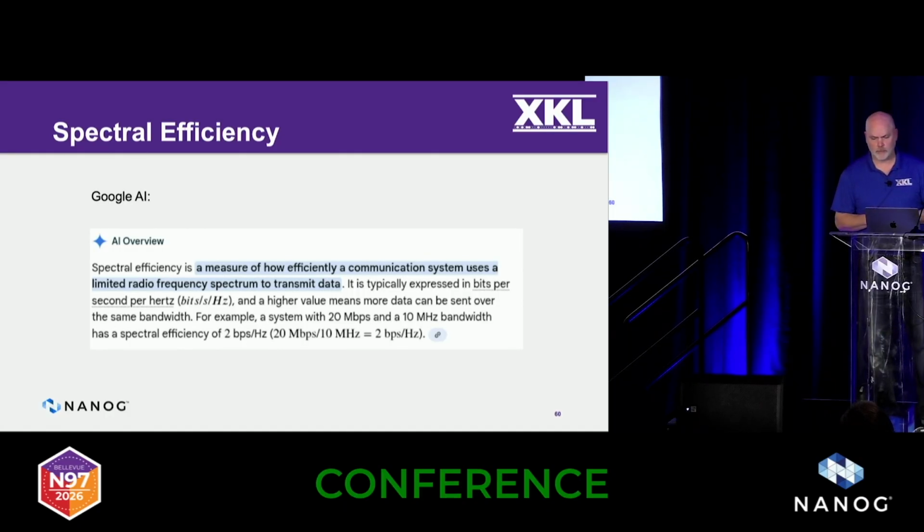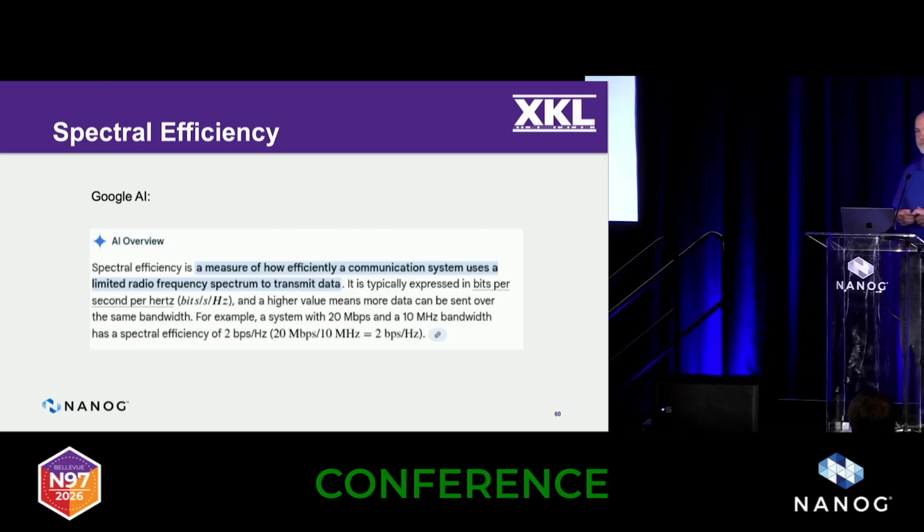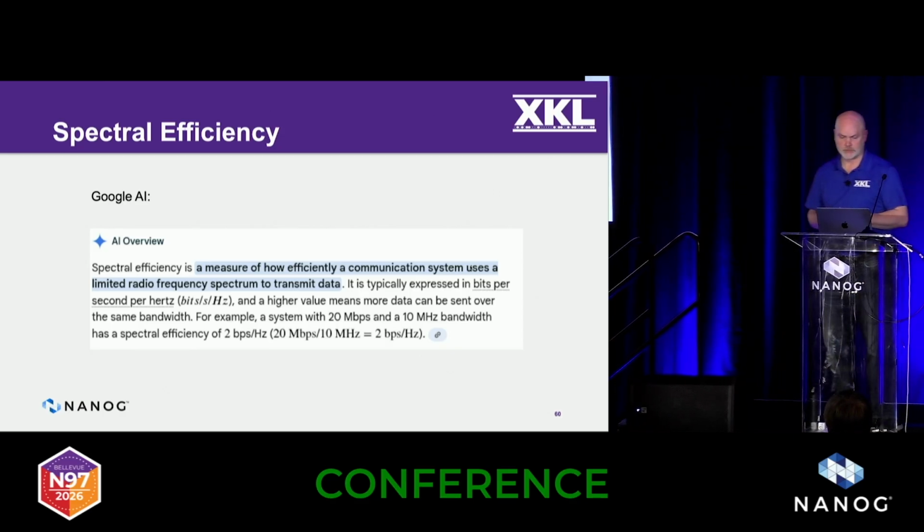It's a measure of how efficiently the communication system uses the spectrum. So it's basically this, at the end here, it's the amount of bandwidth divided by the amount of spectrum you're using for that bandwidth. It's a simple measurement.